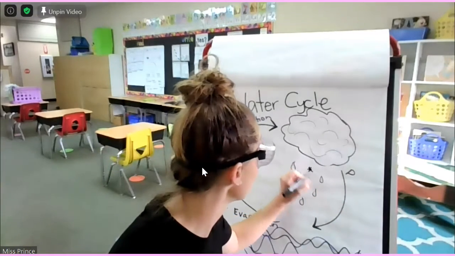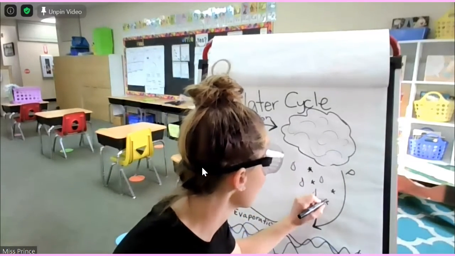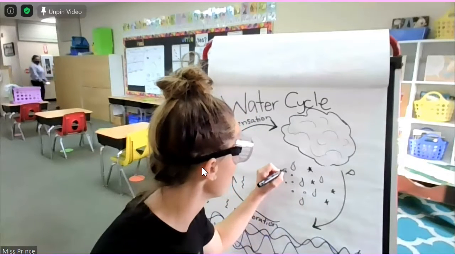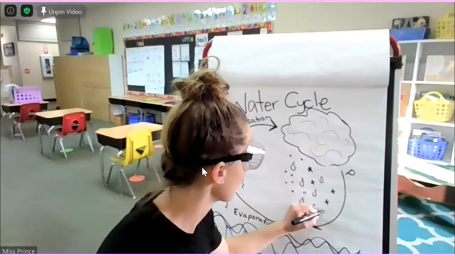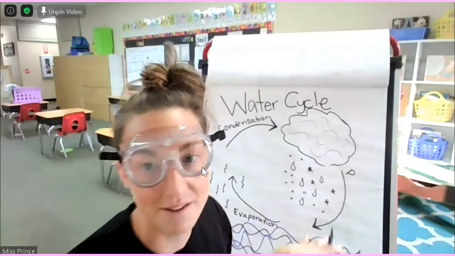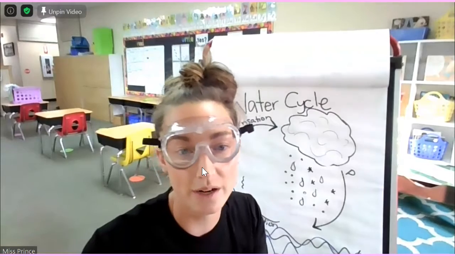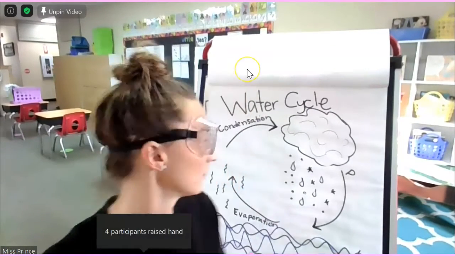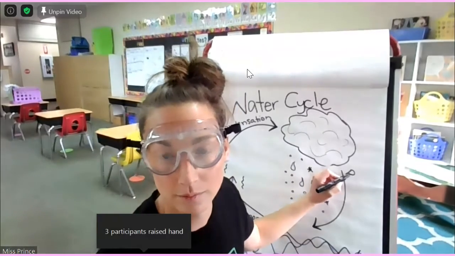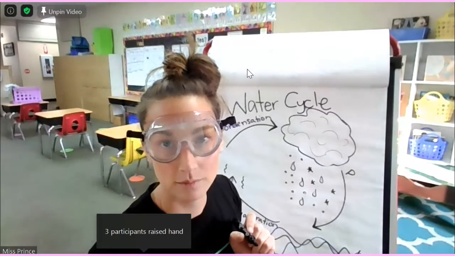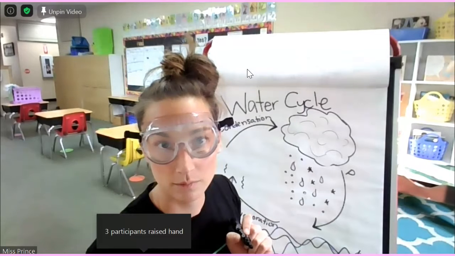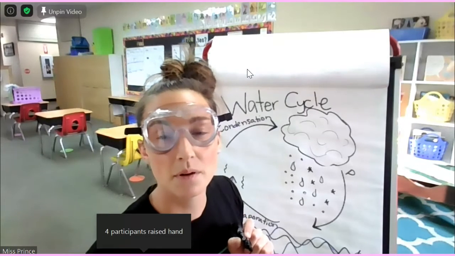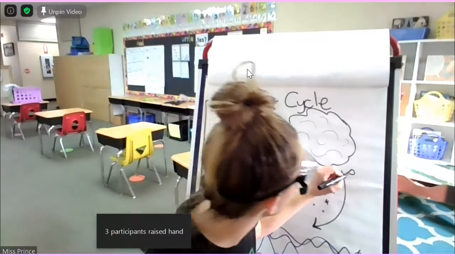Sometimes it comes down as snow. It might come down as the hail. That's like the little chunks of hard snow that we see fall. So it comes down as this step and it starts with a P. Who can raise their hand to help me? Precipitation. Good job.